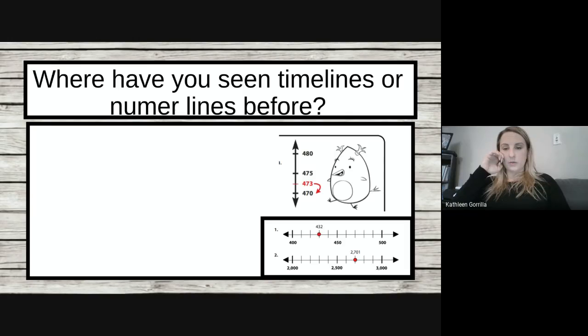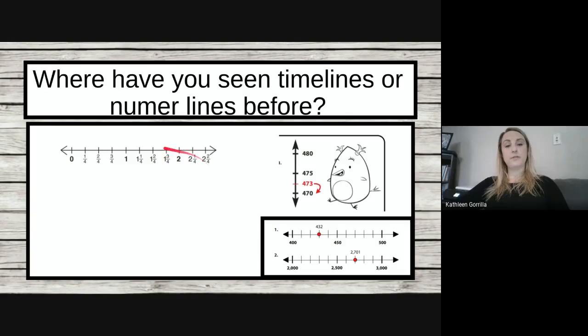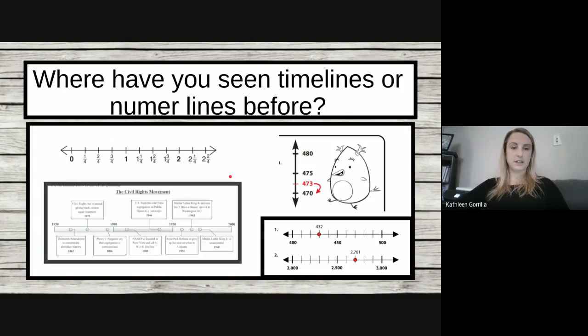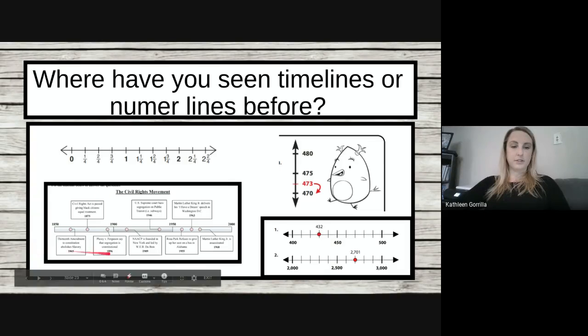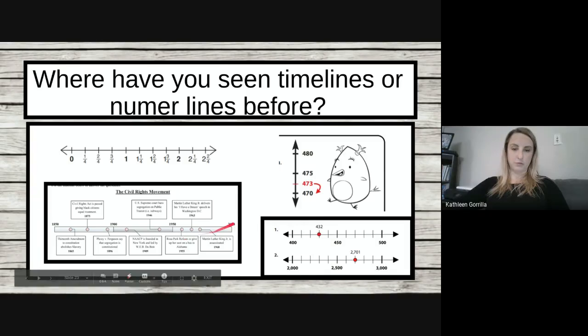If you notice, these number lines are both vertical and horizontal. Vertical is up and down, or they can be horizontal, side to side. We've also seen number lines with fractions, right? You're really good at putting your fractions on number lines. You might have also seen timelines before, maybe in guided reading class. Timelines follow the same rules as number lines, so we're going to touch on those.